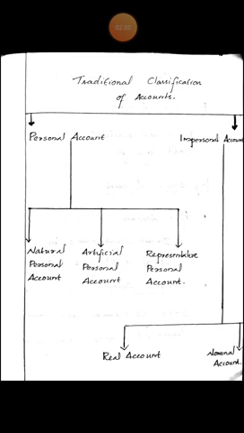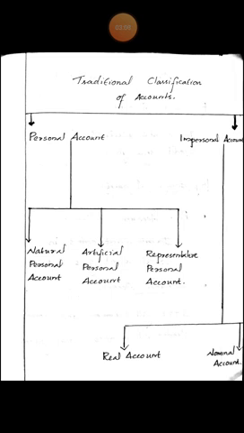First, natural personal accounts. The term natural persons means persons who are creations of God. Therefore, natural personal accounts will include accounts in individual names. For example, Ram's account, Asha's account, Kumar's account, etc.